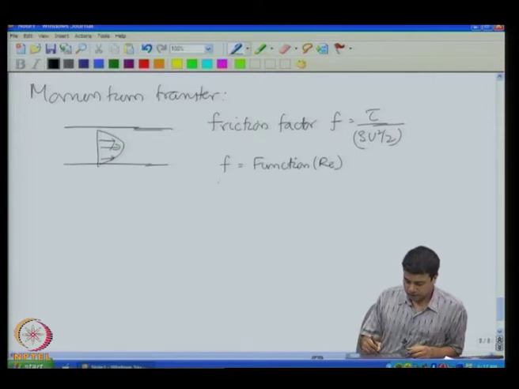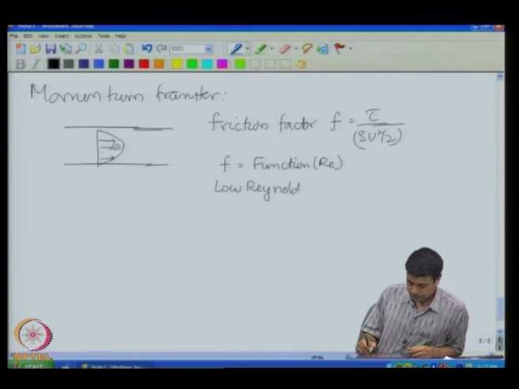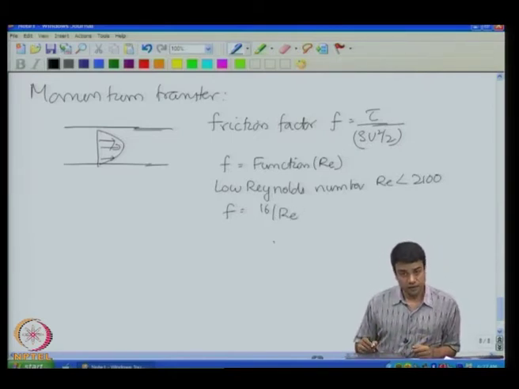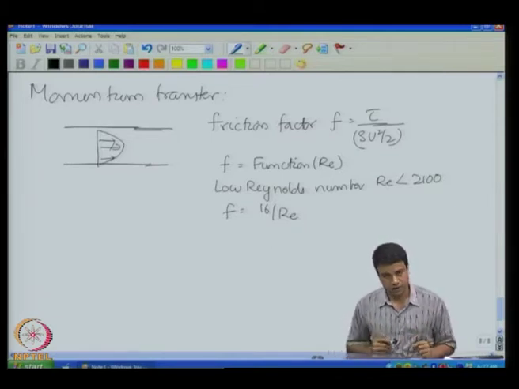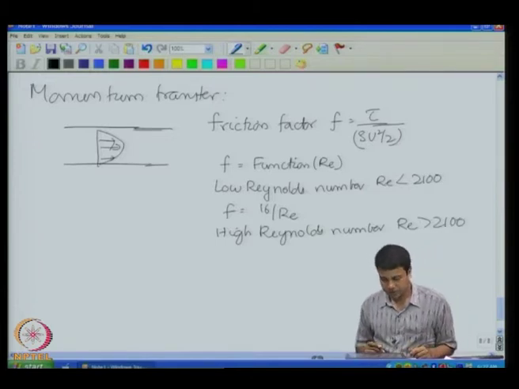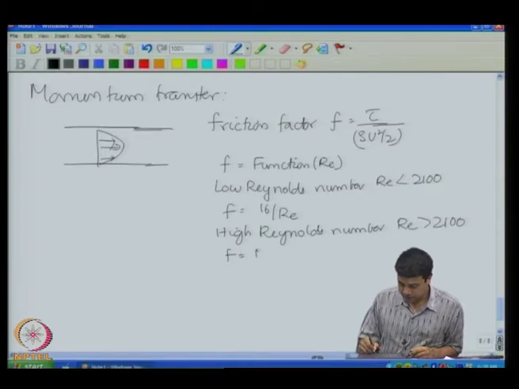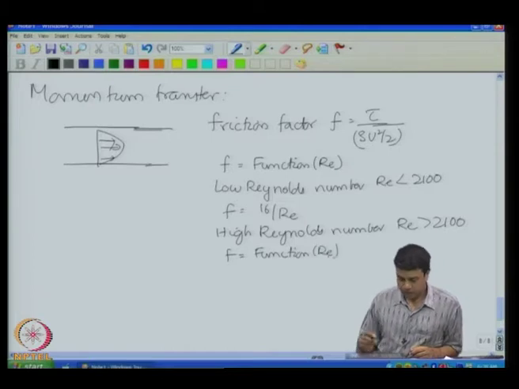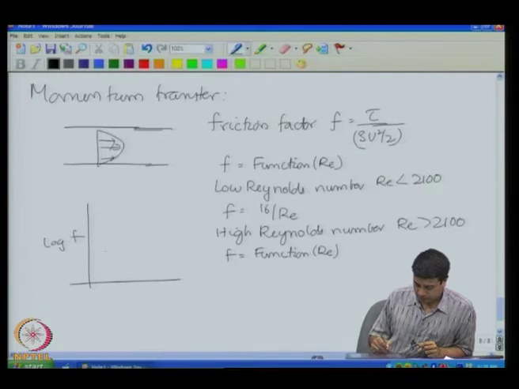The correlations that are derived are of the following form: low Reynolds number, Re less than about 2100, friction factor is equal to 16 by Re. This is true only for a cylindrical pipe. If you had a square cross section or some other cross section, then this would change. At high Reynolds number, Re greater than 2100, where the flow becomes turbulent, you have a different form of the friction factor. It is still a function of the Reynolds number, but it also depends upon things like the roughness of the pipe and so on. You have charts which show log of friction factor versus log of Reynolds number. This is the 16 by Re log plot, and then at 2100, there is a transition to turbulent flow. They are called Moody plots.